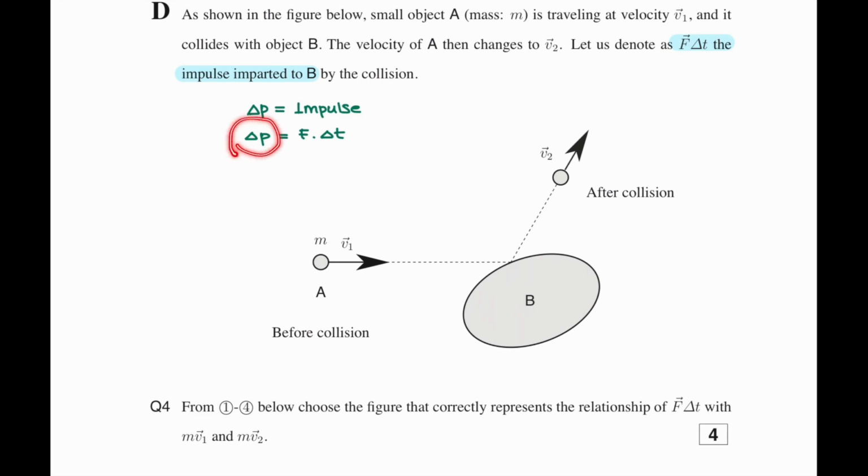To find change in momentum, I can use final momentum minus initial momentum. If you remember the concept of vectors, to calculate change in a vector quantity, we can use the final vector, in this case final momentum, minus initial momentum, equals F times delta t. So, if I want to find F delta t, I need to draw final momentum minus initial momentum in a vector diagram. I repeat it once again: if I want to know F delta t, I need to draw a vector diagram of final momentum minus initial momentum.